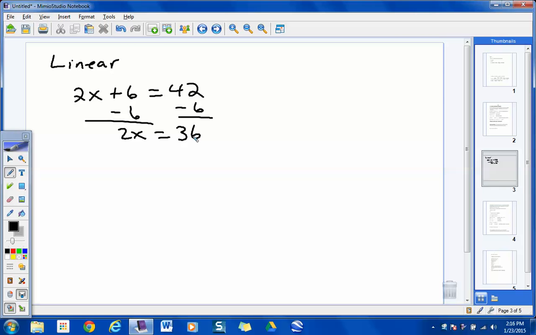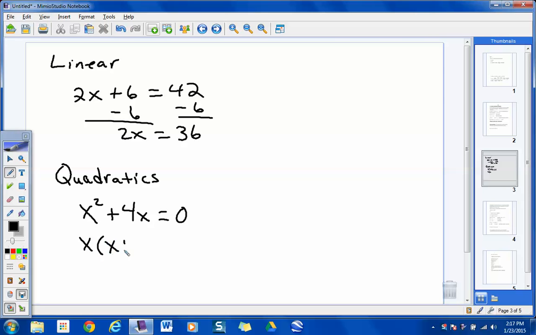18, okay. Now, you've also talked an awful lot about this in the past, hopefully. What's the word I'm putting up here? Quadratics. Anything to what power or what degree, if you will? Second degree. Okay, anything second degree. So if I had said, let's solve something like this: x squared plus 4x equals 0. What could I factor out right there? I could factor an x out. So this would become x times (x plus 4).